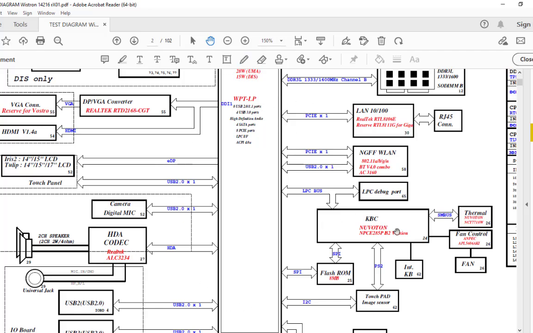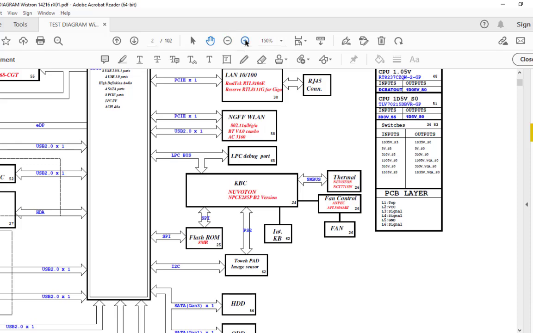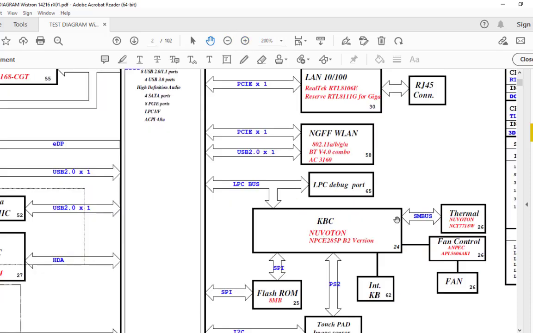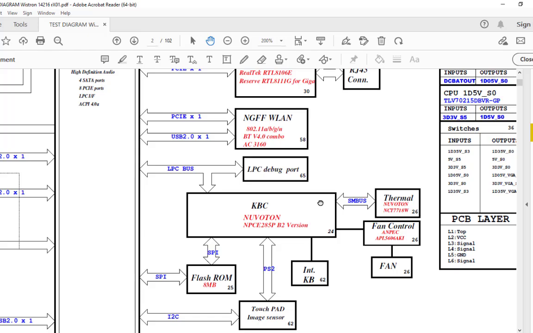Like here is a SIO. In the schematic diagram there is a name; SIO is not mentioned, what is mentioned is KBC or the EC. KBC stands for keyboard controller, and EC stands for embedded controller. So here is a KBC and SIO, and the number of this SIO is NPC 285, that is a Nuvoton SIO, and this information is on page number 24.